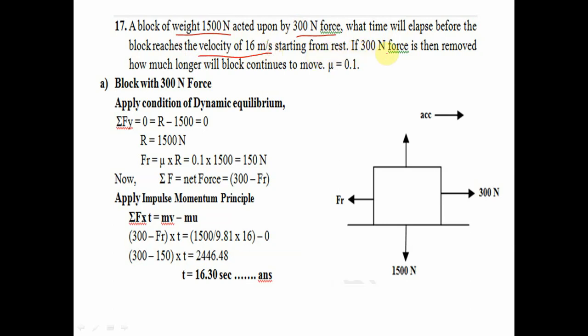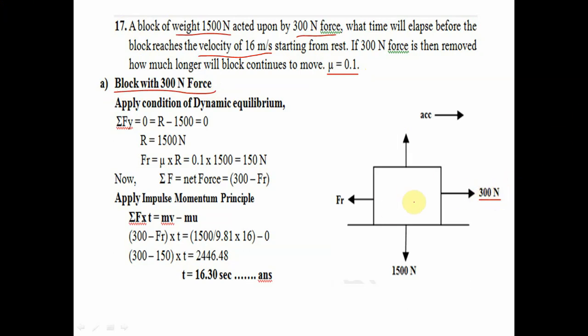Now, if the 300 Newton force is then removed, how much longer will the block continue to move? Calculate, mu is equal to 0.1, it is given. So here we have to solve this problem in two parts. The first part is the block with 300 Newton force, when the 300 Newton force is applied on the body.